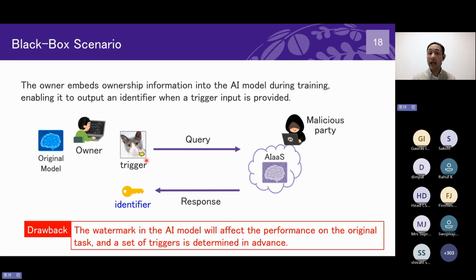And also, the number of trigger inputs should be determined in advance, right? So to make a backdoor, the owner tries to train the model so that only for a set of trigger inputs, it outputs some irregularity. So it outputs an identifier. So the owner tries to train the model according to some finite number of trigger inputs. So this is a drawback of this scenario.